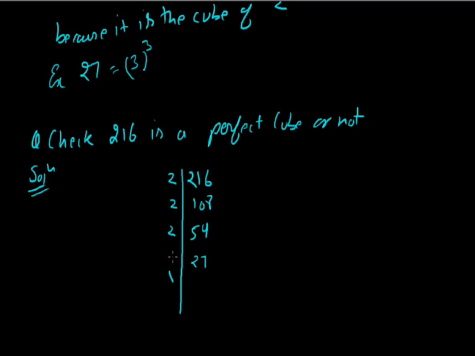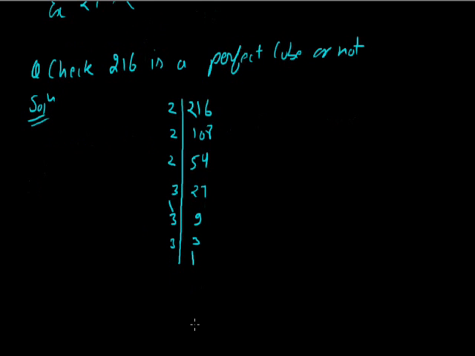And 27 divided by 3 is 9. Now 9 divided by 3 we get 3, and 3 divided by 3 we get 1. So this is the prime factorization of 216. So 216 can be written as 2 into 2 into 2 into 3 into 3 into 3.